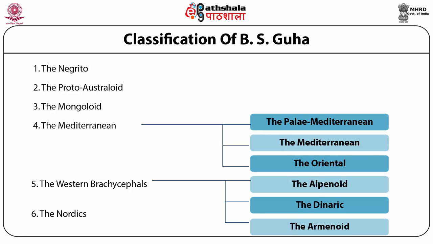So the classification of Guha shows that there are six groups, that is Negrito, Proto-Australoid, Mongoloid, the Mediterranean, the Western Brachycephaly and the Nordic. In the Mongoloid, there are two types, Paleo-Mongoloid and Tibeto-Mongoloid; in the Mediterranean, Paleo-Mediterranean, Mediterranean and Oriental; whereas in Brachycephaly, the Alpinoid, Dinaric and Armenoid.